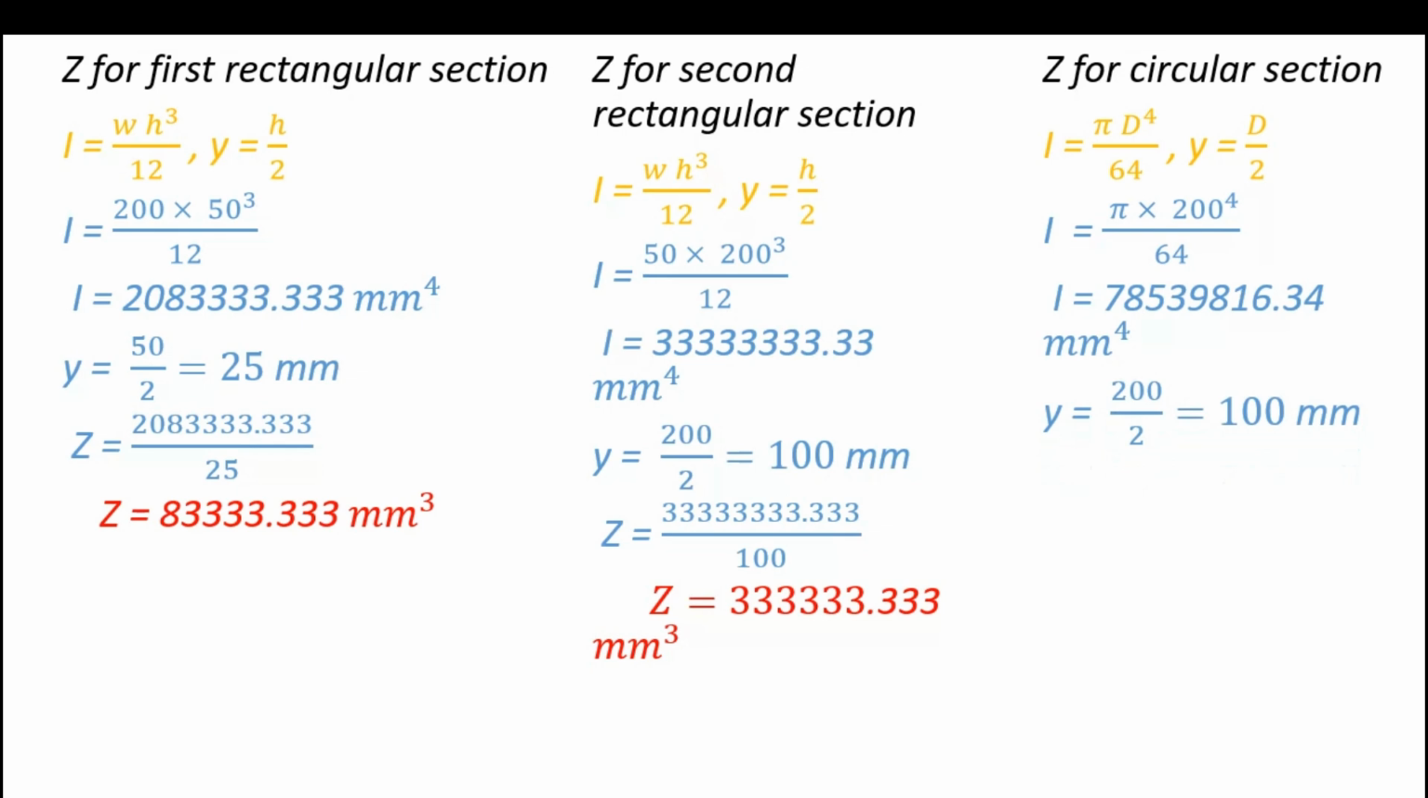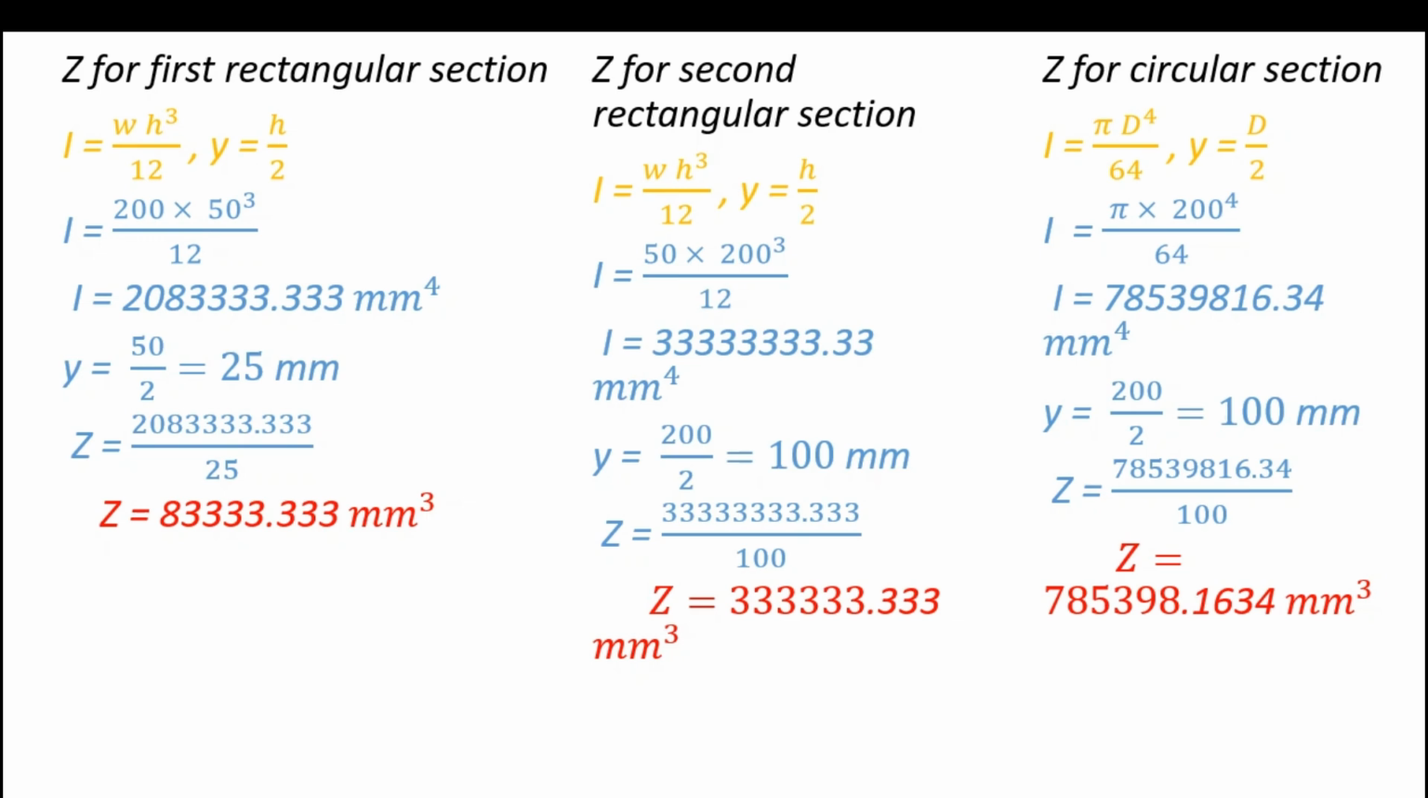If you take the ratio of these two values, you are going to get Z to be equal to 785,398 per 1634 mm cube. From these three answers, we can conclude that the circular section is the strongest because it has the highest magnitude for Z, then followed by the second rectangular section, and then lastly, the first rectangular section is the weakest because it has the smallest value for Z.